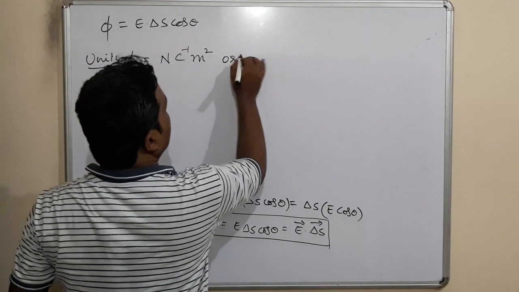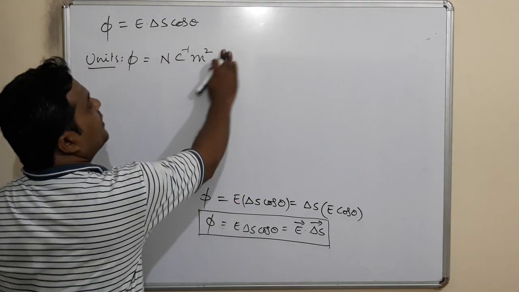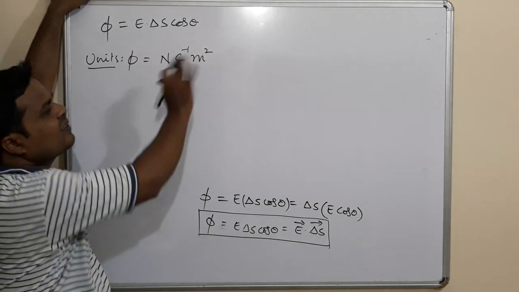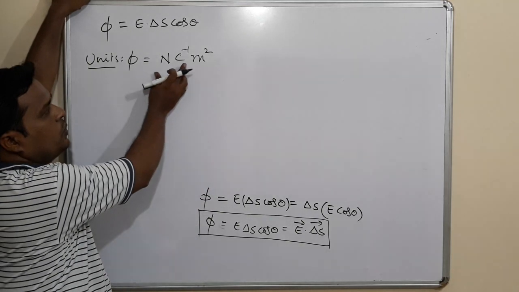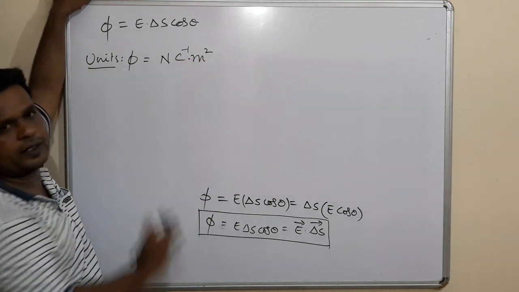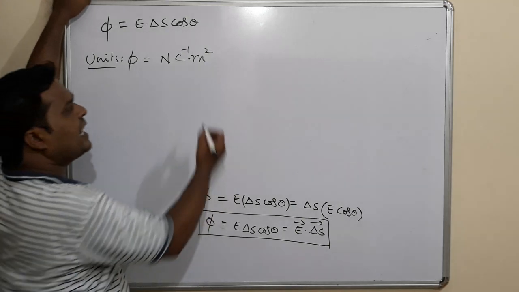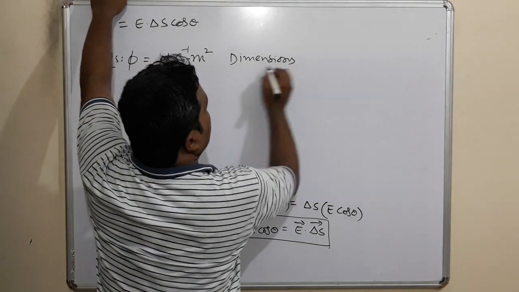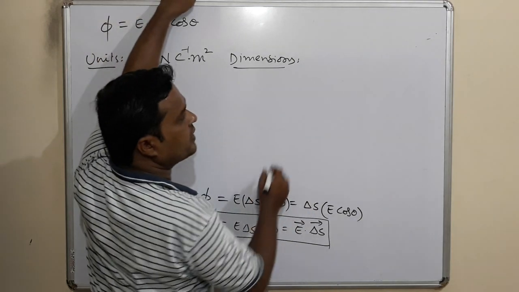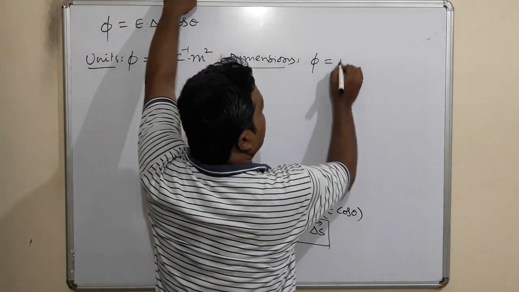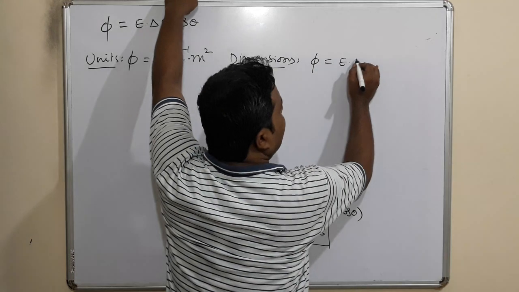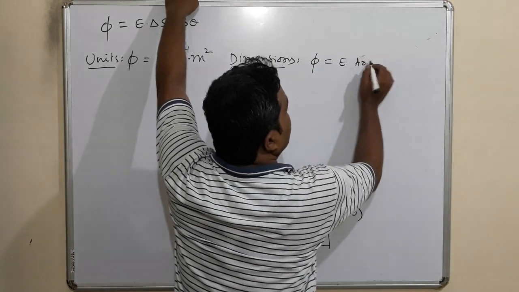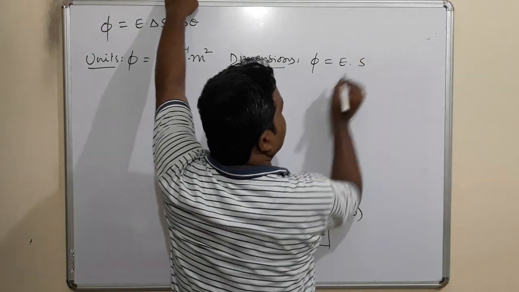Or you can write dimensions also. Electric field into area. Electric field is Newton per Coulomb. Area is meter square. You can write dimensions also. What are the dimensions of the flux? Flux is equal to electric field into area, or just write E into S.